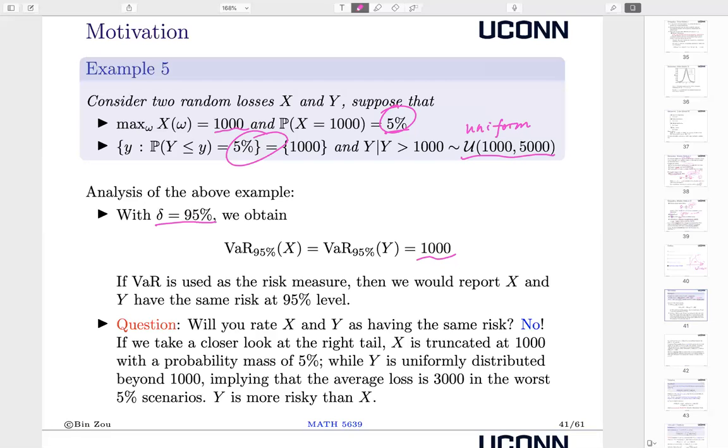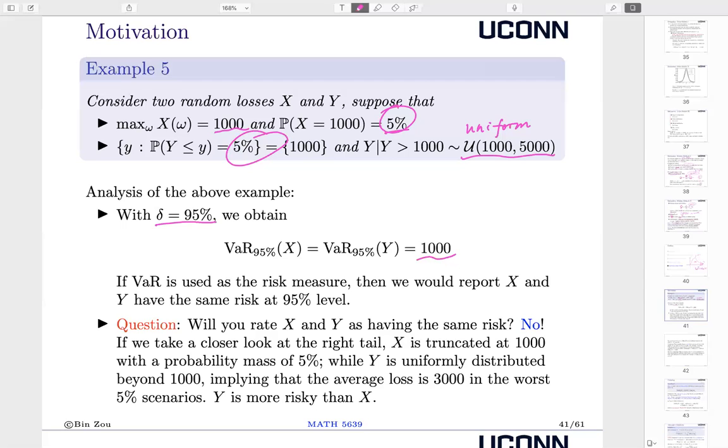But since we already know everything about those two risks, we can say a lot more. We know for X, 1000 is the maximum. We have 5% at 1000, but that is not the case for Y. So if you are the insurance company, which one is the better scenario to you?